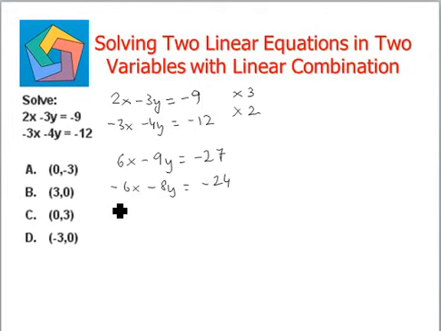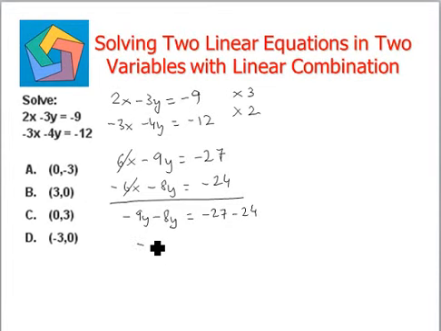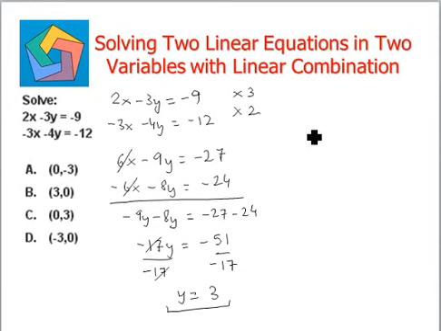Now if you see, if we add the two equations, the x would get eliminated. So adding the two equations, this becomes 0. Negative 9y minus 8y equals negative 27 minus 24. This is negative 17y equals negative 51. We divide by negative 17 on both sides, and let's see what we get. This cancels to 1. Negative 51 divided by negative 17 is a positive 3. So y equals 3.